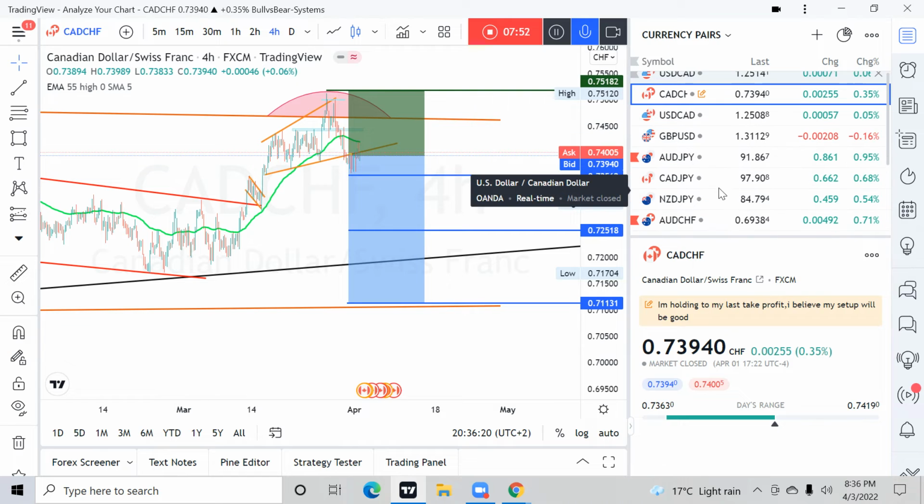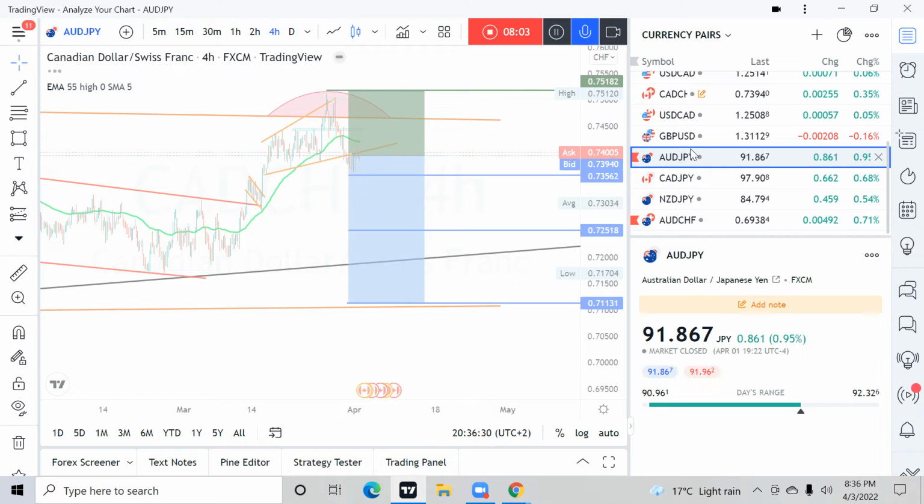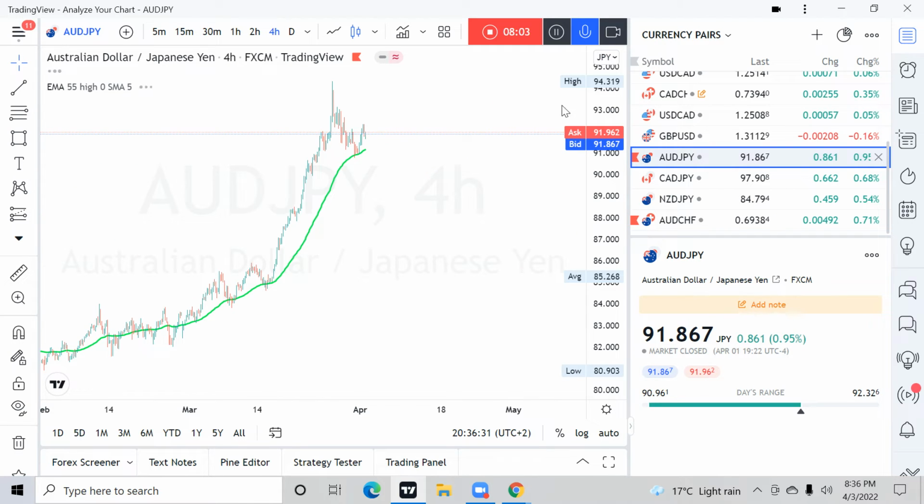So on AUDJPY this week, what are the buyers for this week? Guys, please watch out and then wait for the market to come to you.